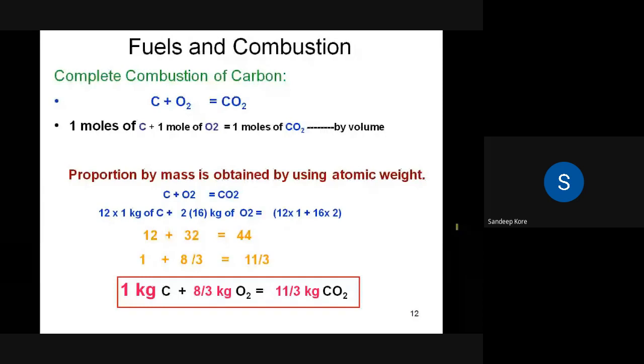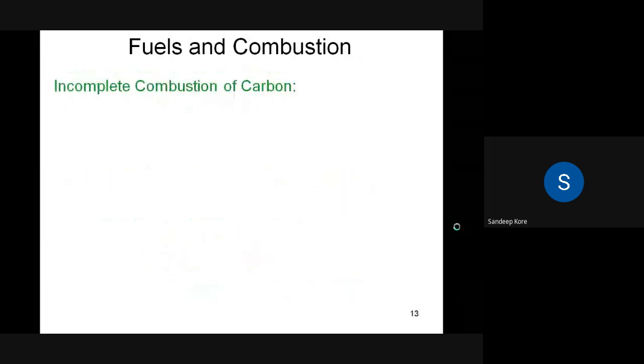Combustion of carbon into carbon monoxide. So you tell me by mass how many kg of oxygen is required and how many kg of CO is formed. Write down this equation and tell me. If carbon burns with oxygen and the combustion is incomplete, how many kg of oxygen is required and how many kg of CO is formed.